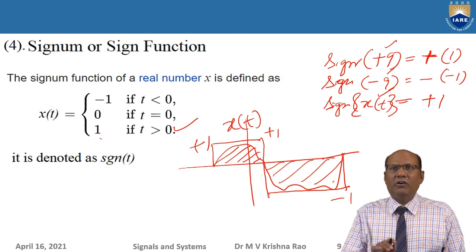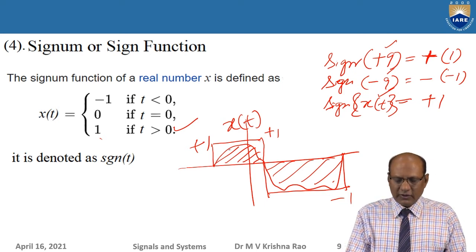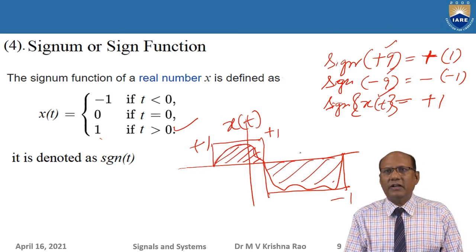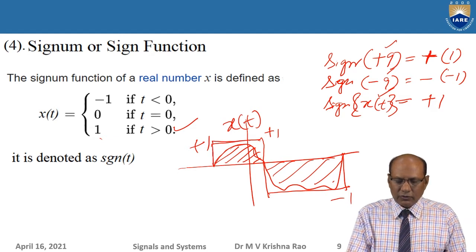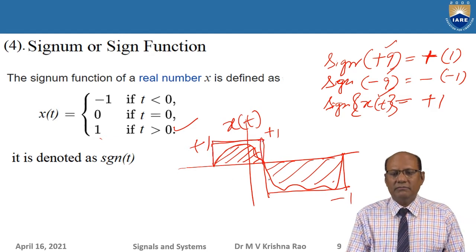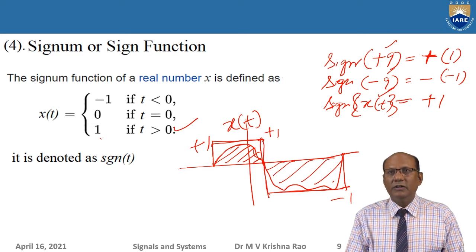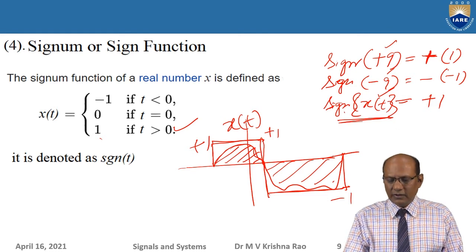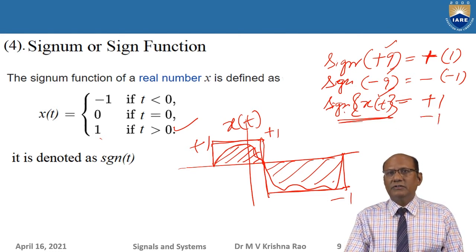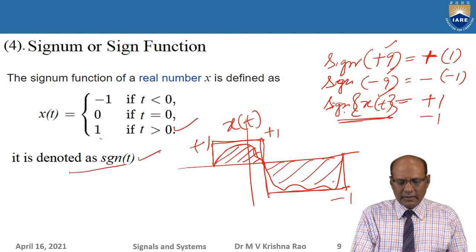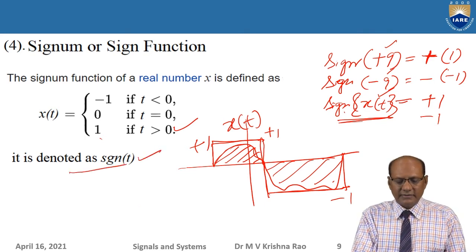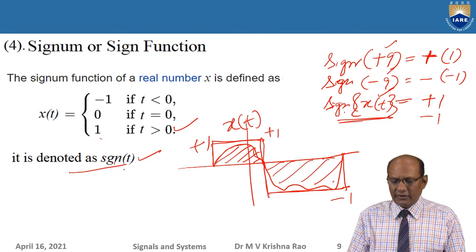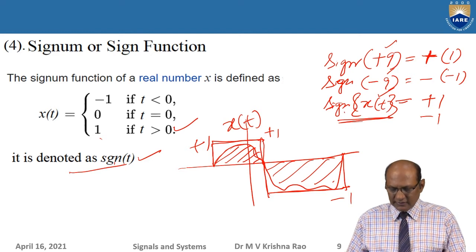bipolar rectangular waveform basically. It is not worried about the actual amplitude of the signal, either positive or negative. It is worried about only the sign. Plus sign means plus 1, minus sign means minus 1. So that is what sign of x of t means. Somewhere plus 1, somewhere minus 1. It is compactly represented as SGN of t, where t is the independent variable. So that is the signum function.